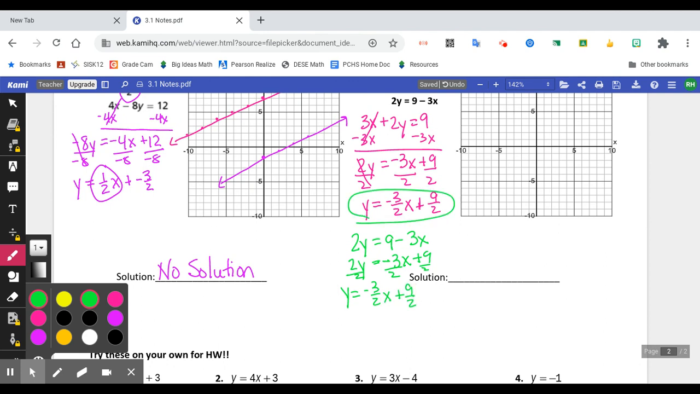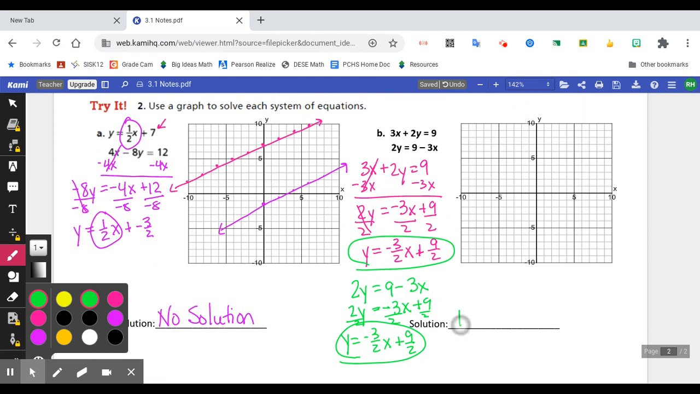So again, the exact same line is happening. They're going to intersect at every single point possible. So this would be infinite solutions. Okay, graph it. 4.5. So I'm going to go up 4.5, down 3, right 2. So 1, 2, 3, 1, 2. And there's your line.